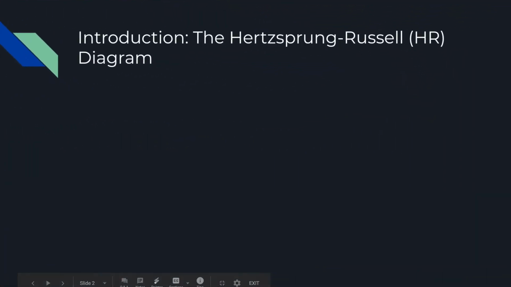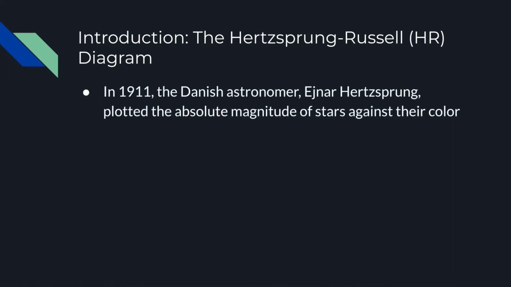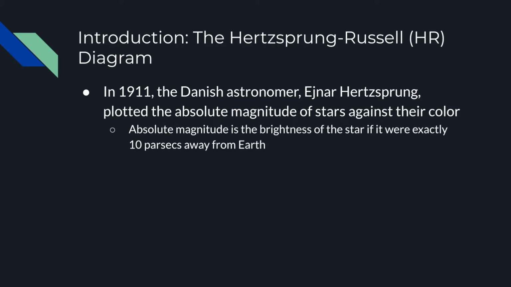The introduction to this is the Hertzsprung-Russell diagram, which is super important for general astrophysics. So in 1911, the Danish astronomer Ejnar Hertzsprung plotted the absolute magnitude of stars against their color. No one had ever done this before, and he wanted to see if there was a correlation between the two characteristics. Now, the absolute magnitude is the brightness of a star if it were exactly 10 parsecs away from Earth.